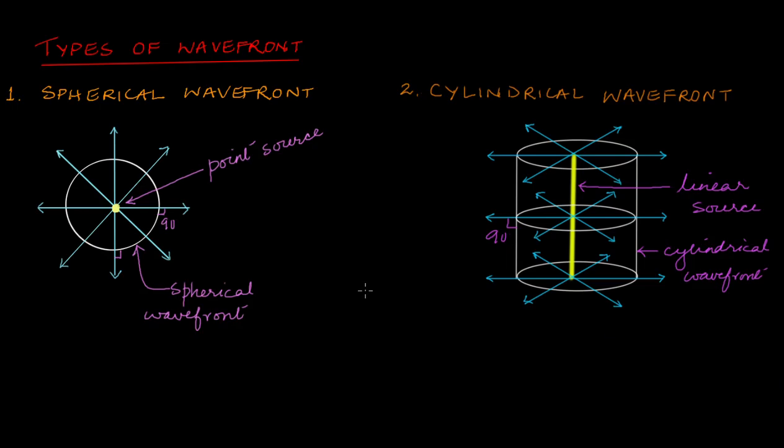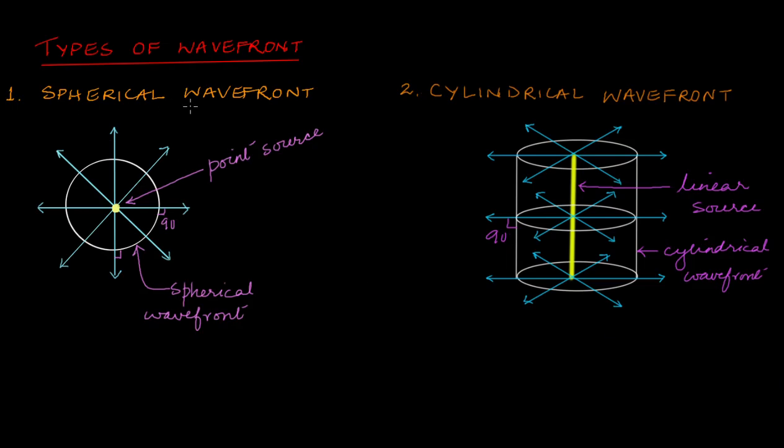Alright, so we will discuss the different types of wavefront. In the first lecture, I gave you one YouTube video that discusses the meaning of a wavefront. So basically, a wavefront is nothing but the locus of a point in which the particles of the medium are vibrating in the same phase. Alright, so here we will discuss the different types of wavefront.